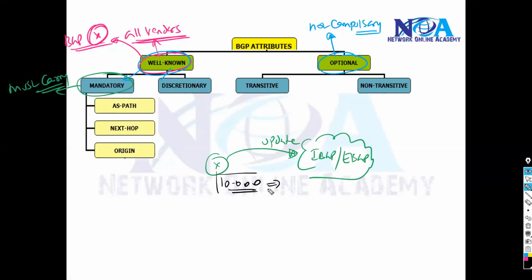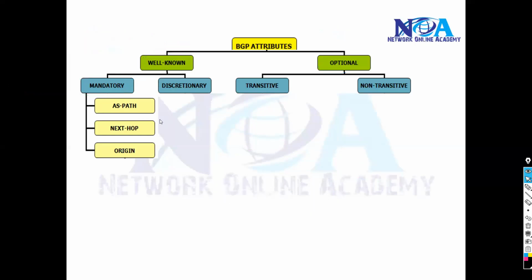When BGP carries any update, it will not only carry the network, it will also carry the AS path, from which AS it is originating, the next hop information, what the next hop router is, and also the origin code. Again, we'll talk about these individual attributes later. So mandatory means it must carry. In short, well-known means recognized by all BGP routers, and mandatory means it must be carried in the update.